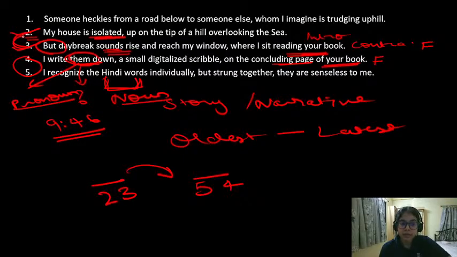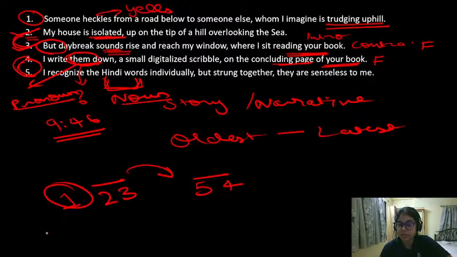Now 2, 3 में किताब पढ़ी जा रही थी. 4, 5 में कुछ लिखा जा रहा है, शब्द लिखे जा रहे हैं. तो बीच में कुछ हुआ है. क्या हुआ है? ये हुआ है. Someone heckles from a road below. Heckles yani shouts or yells, okay, or speaks loudly from a road below to someone else whom I imagine is trudging uphill. Now, this will not come here, makes no sense here because here the house's location is being mentioned.